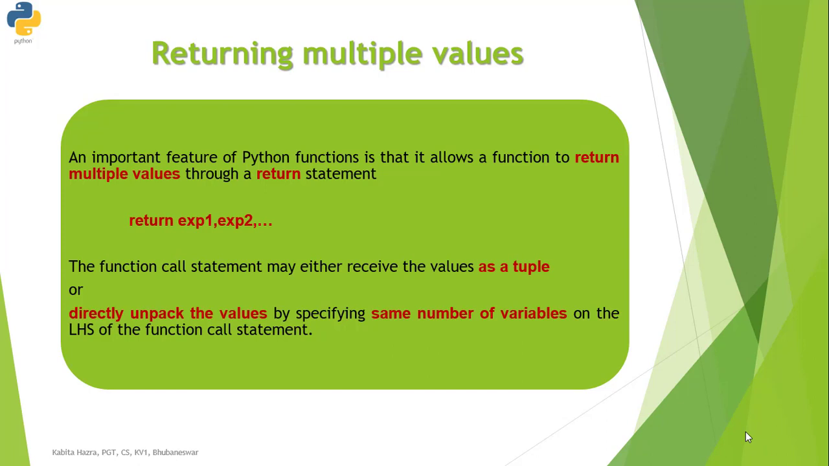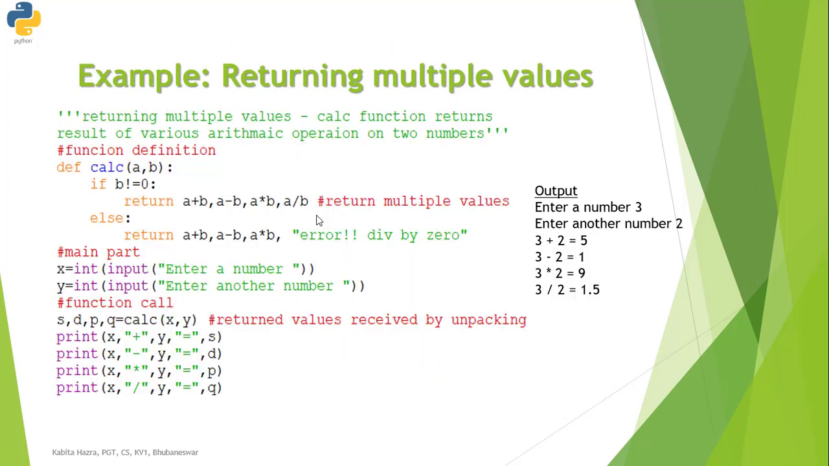In a Python function, we can use multiple expressions for returning multiple values, as shown in the syntax: the return statement followed by the expressions separated with commas. Those values which are returned from a function may be written together as a tuple, or they may be unpacked by specifying an equal number of variables on the left hand side of a function call statement. Let us understand this with an example.